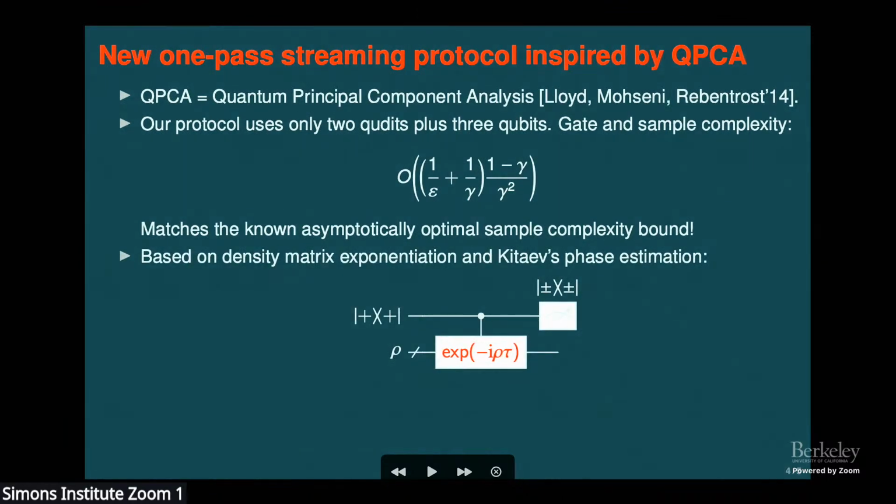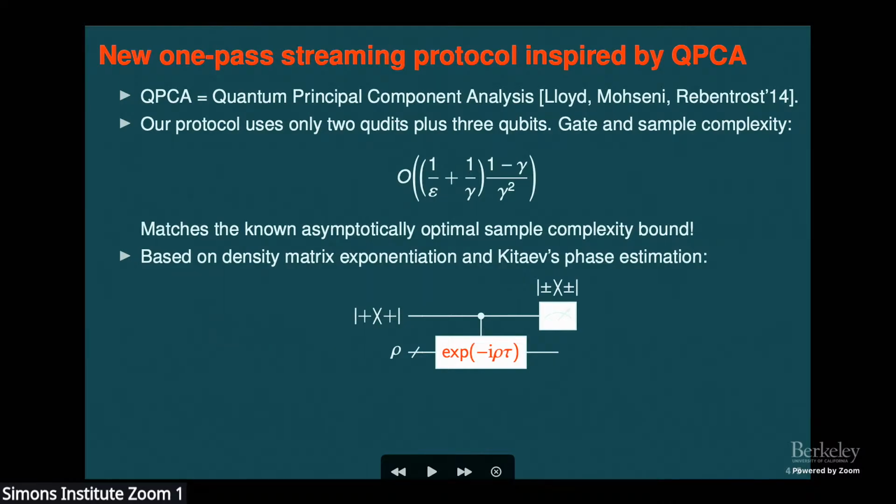So the whole idea is based on density matrix exponentiation and Kitaev's phase estimation. So imagine for a second, now we have the rho. Rho is our unknown density operator, and we wish to find its top eigenstate. Imagine that we could, for some reason, do Hamiltonian evolution, where the Hamiltonian operator would just be the density operator itself. And the density operator is positive semi-definite, in particular Hermitian, so you could just call it a Hamiltonian matrix, why not? And then suppose that someone magically allows you to do this Hamiltonian time evolution with the density operator as the Hamiltonian, you could just do phase estimation on it.